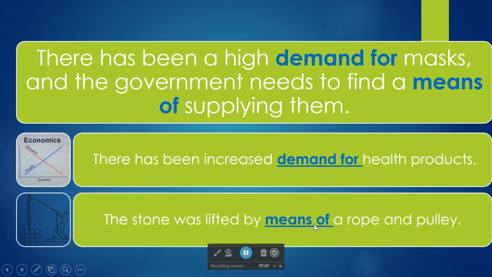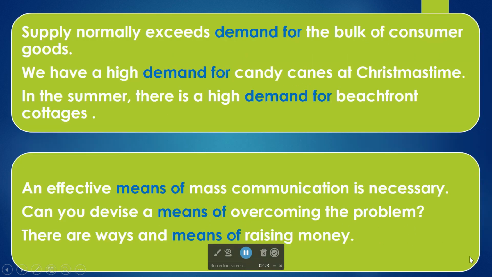Second expression is the means of. So means of, meaning the ways. So the stone was lifted by means of a rope and pulley. So if this is a stone in the figure that was lifted, it was picked up by means of, by way of a rope. They are using the rope and they are using the pulley, as you can see in the picture here. Okay, so we are using the rope and pulley and we lifted the stone is what it means. Hopefully you understood this, and let's make more sentences using those expressions.